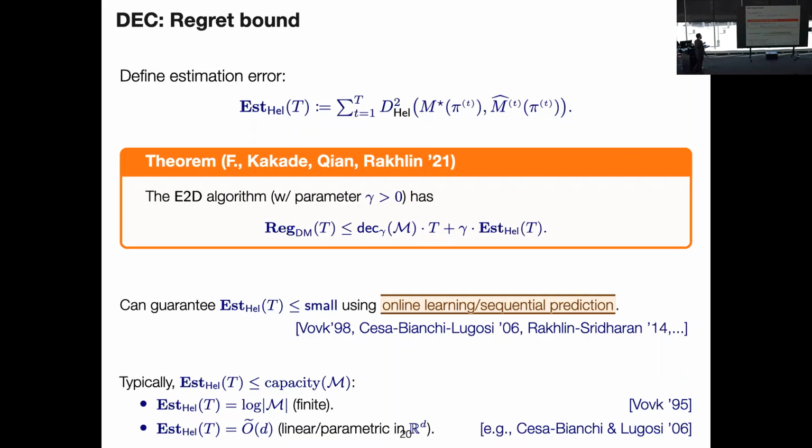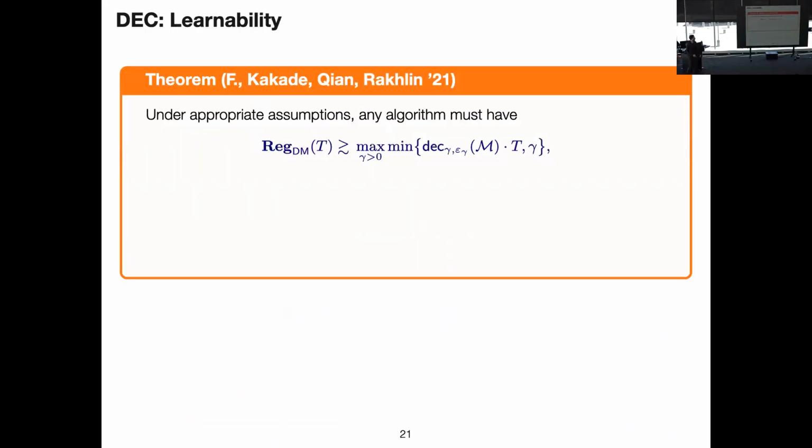To make this all more interpretable, though, I want to come back to the lower bound. What I'm displaying here is the quantitative version of our lower bound. What this is going to say is, for any model class M, the best regret you can achieve is going to be lower bounded by the min of two quantities. One is, again, this DEC at scale gamma times T. The other is gamma itself, and you can take the max over gamma here.